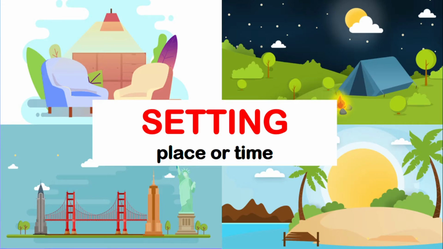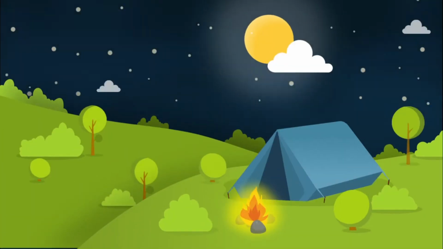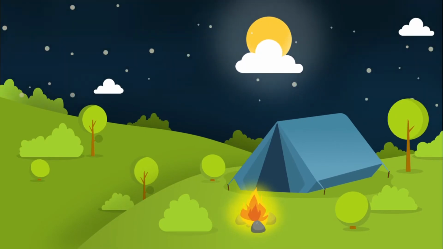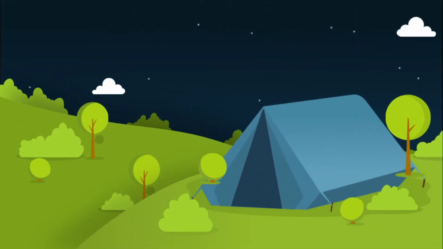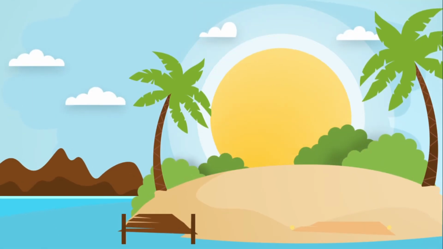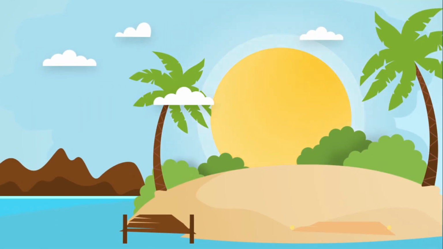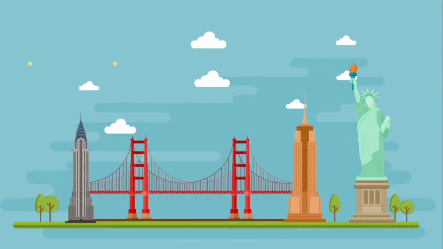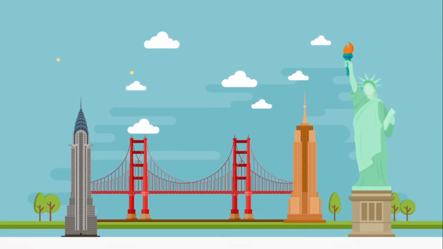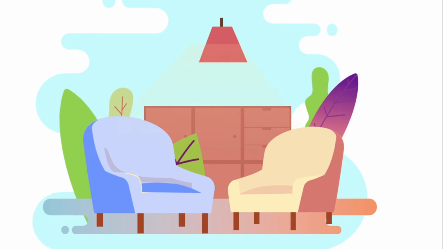The setting is the place or the time in which the story occurs. For example, the woods at night, an island, the beach, the city of New York, the living room.